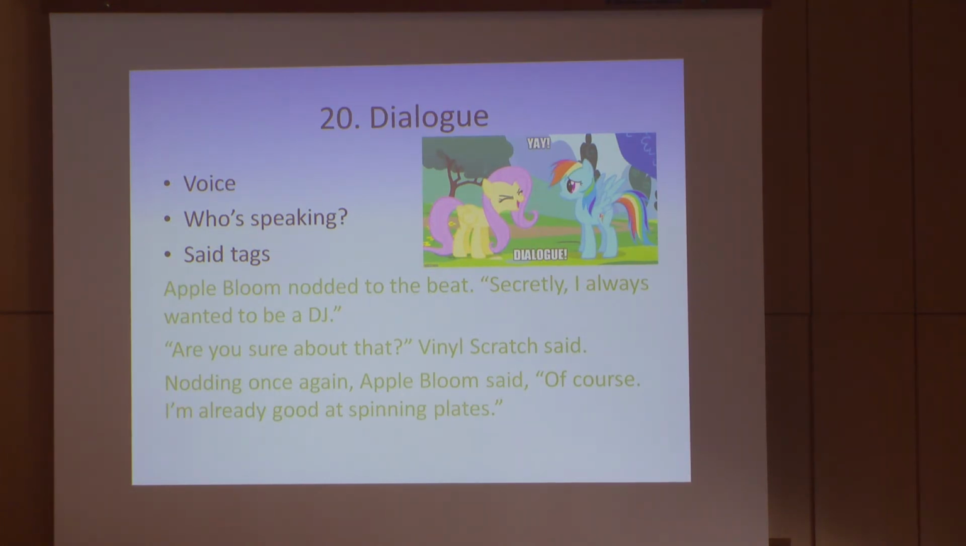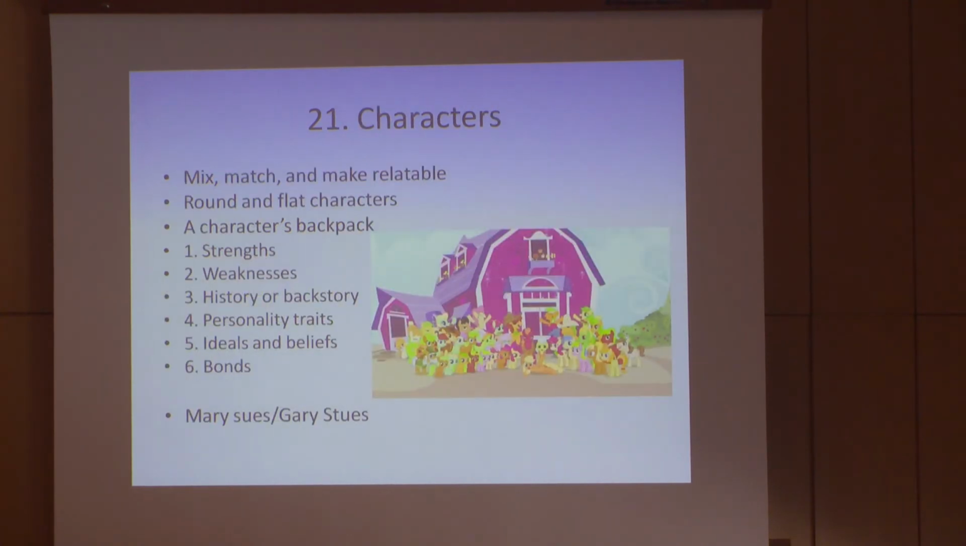All right. As you can see, I've got 3 examples. Applebloom nodded to the beat. Secretly, I always wanted to be a DJ. Are you sure about that? Final Scratch said. Nodding once again, Applebloom said, of course, I'm already good at spinning plates. If only it were that easy.